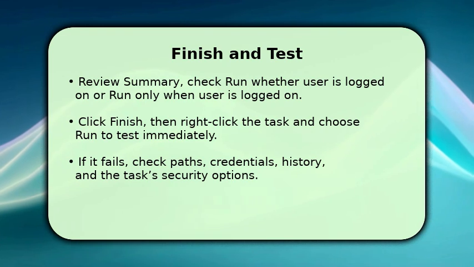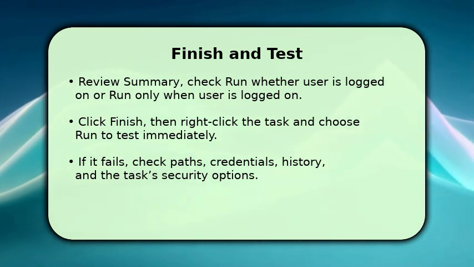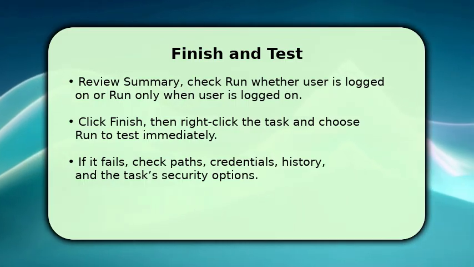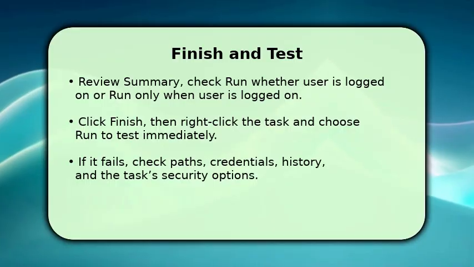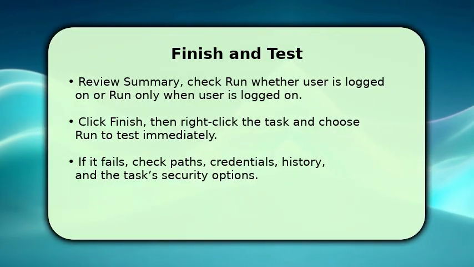Click Finish to save, then right-click the new task and select Run to verify it executes as expected. If things go wrong, enable Task History and inspect the last run result. A common fix is correcting the program path or granting the account file permissions, so check those first.